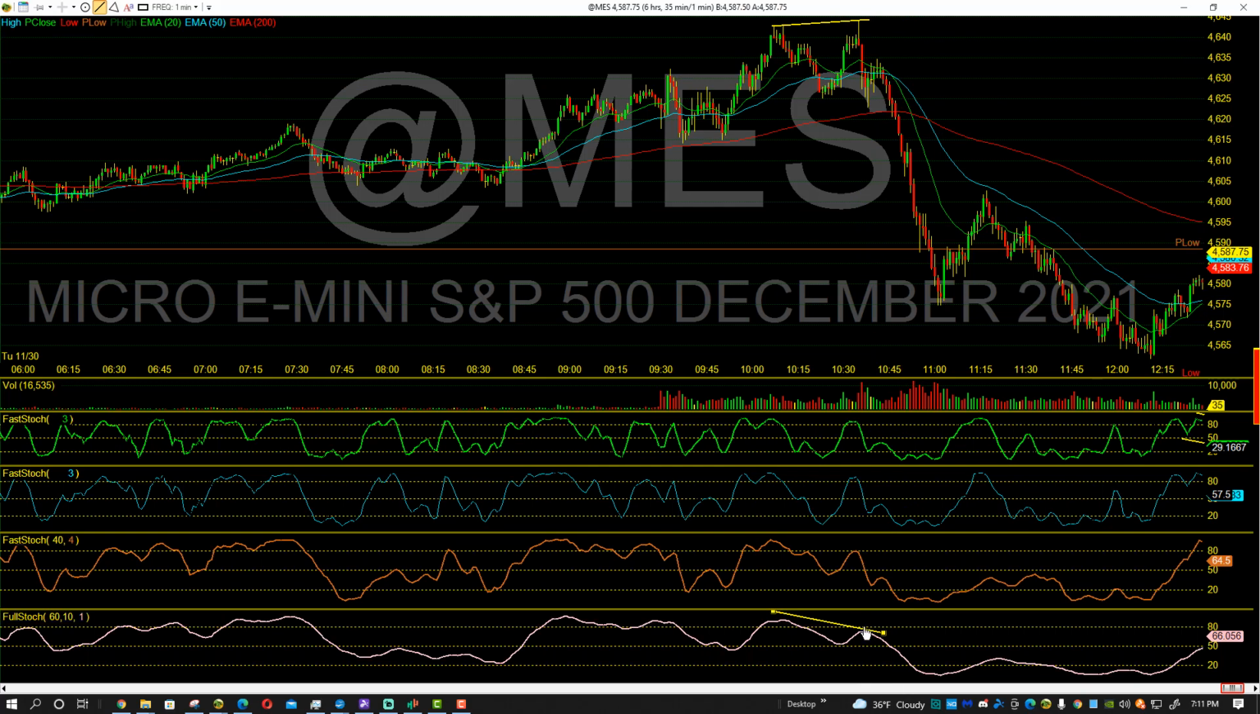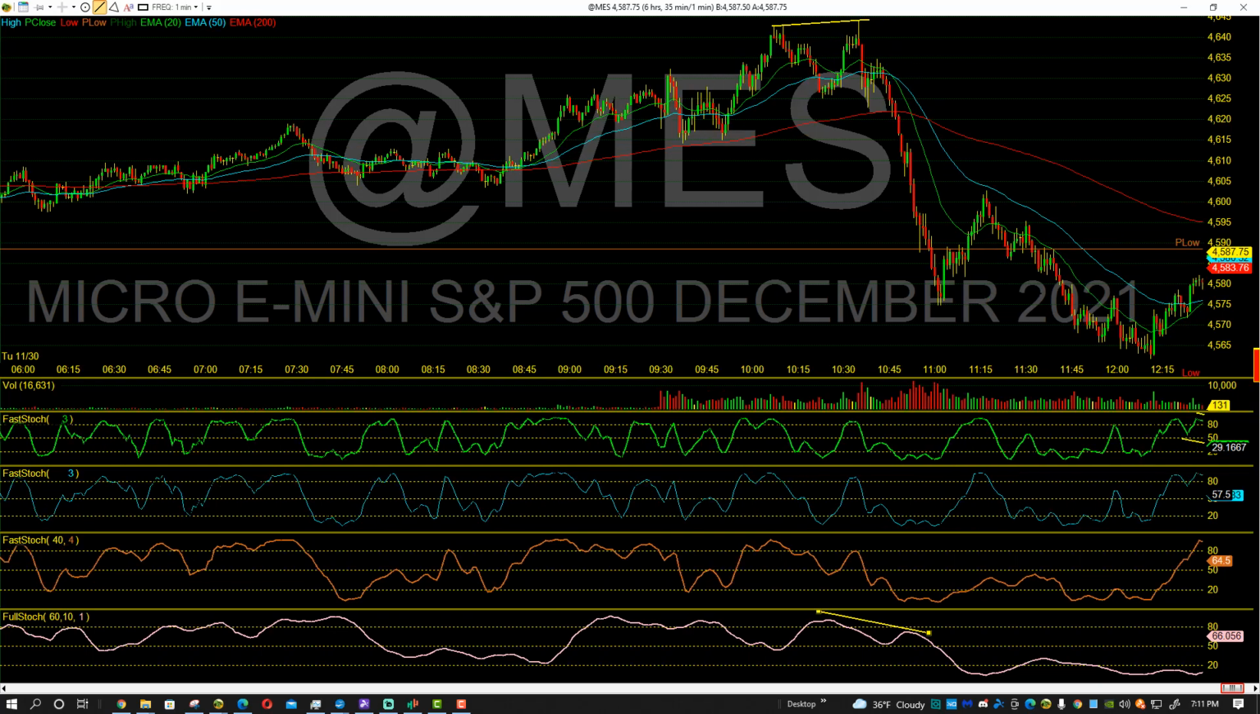That's a 60-minute sell signal, a great 5-minute sell signal on the 60-period stochastic there. And from that point on, we just dove down here. We got an initial bounce up to the 50, and this is where we started to go to work.